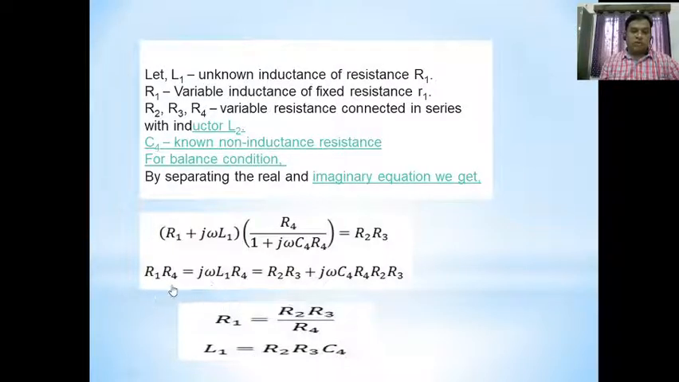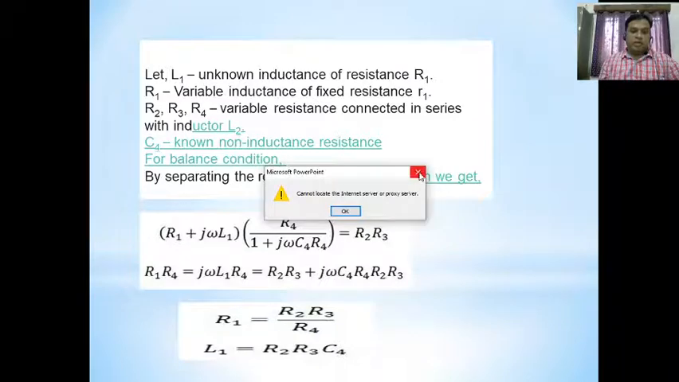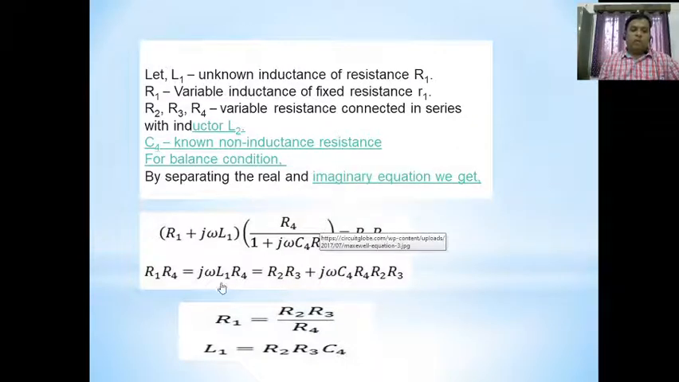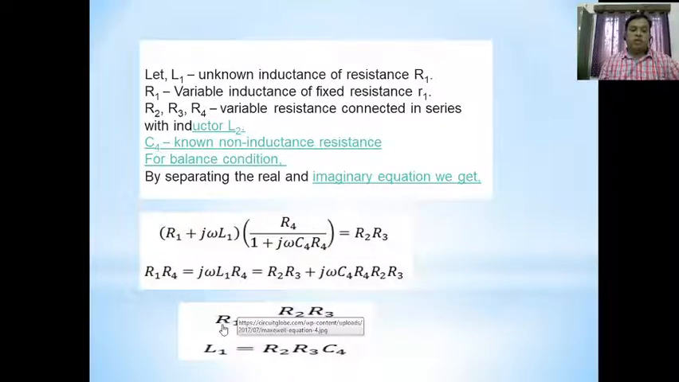So R1 is equal to R2 R3 by R4, the first part here, and here again, if you want to find out L1, L1 is equal to, compared to this side, the imaginary part, j omega C4 R4 R2 R3. What we get here is omega is cancelled, j omega is cancelled, and R4 also gets cancelled. L1 is equal to R2 R3 C4 will be the inductance value, and R1 will be R2 R3 by R4.